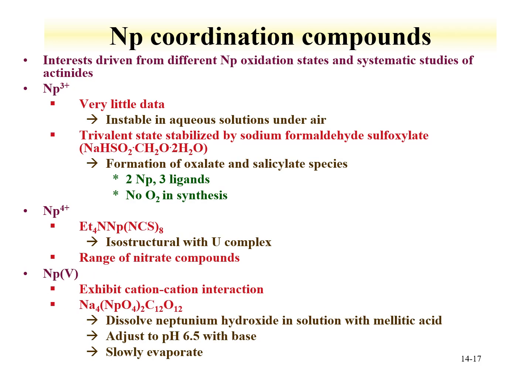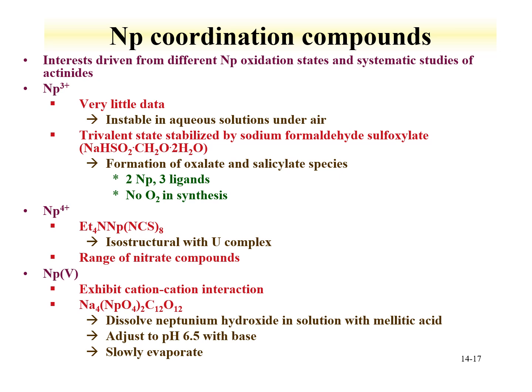An area of fundamental chemistry that involves neptunium is coordination chemistry. And this interest is driven by the different oxidation states that neptunium has and the ability to perform systematic studies of the actinides. For neptunium-3 coordination compounds, there's very little data due to the instability in aqueous solutions under air. For neptunium-4, a few compounds have been formed and are found to be isostructural with the uranium-4 complex.